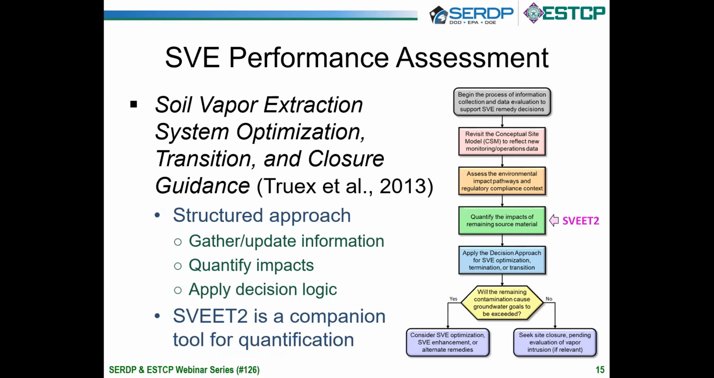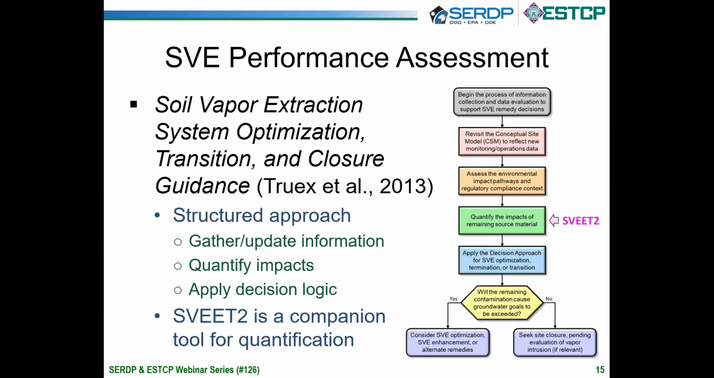So PNNL, along with the Corps of Engineers and EPA, put together a guidance document about soil vapor extraction to provide a structured approach for performance assessment. And this was really about gathering information to update your conceptual site model. If you've been running your SVE system for a while, you might have additional data that you didn't have back when you did the characterization in the RI/FS.